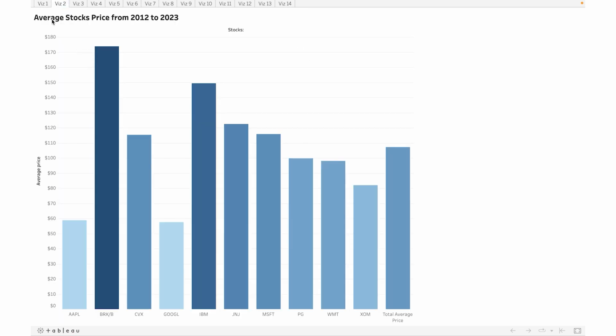Here we can see the average price of the stock. This could be useful for calculating how commissions could affect the strategy.